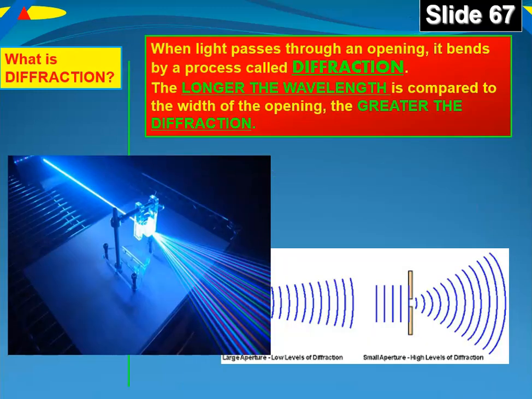Diffraction's a little bit different. When light passes through an opening, it bends by a process called diffraction. And the longer the wavelength is compared to the width of the opening, the greater the diffraction. So you can see a diagram there on the right of diffraction, but you can also see it actually happening. That's actually a laser light going through a small slit, and you can see that the light spreads out, and that's called diffraction.